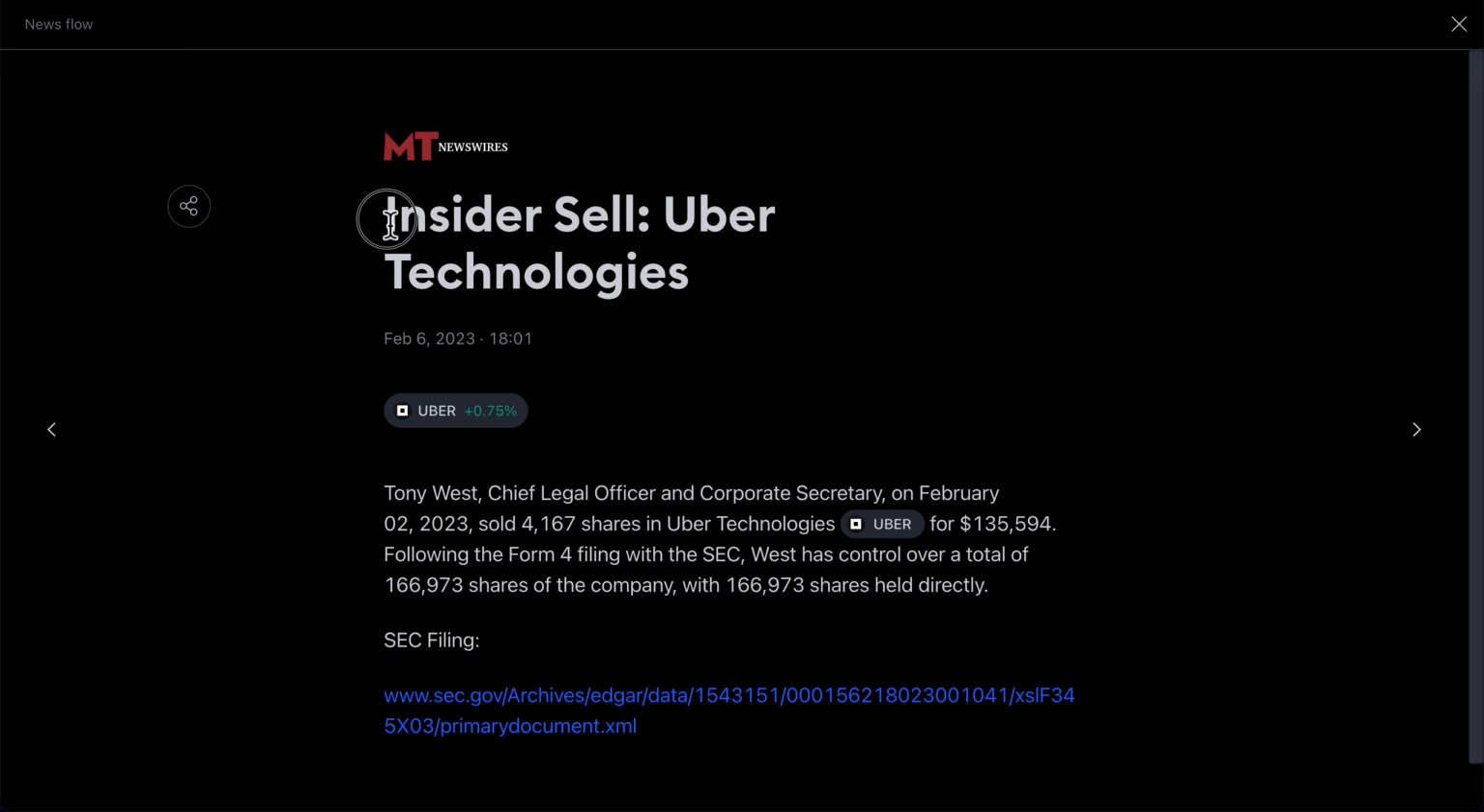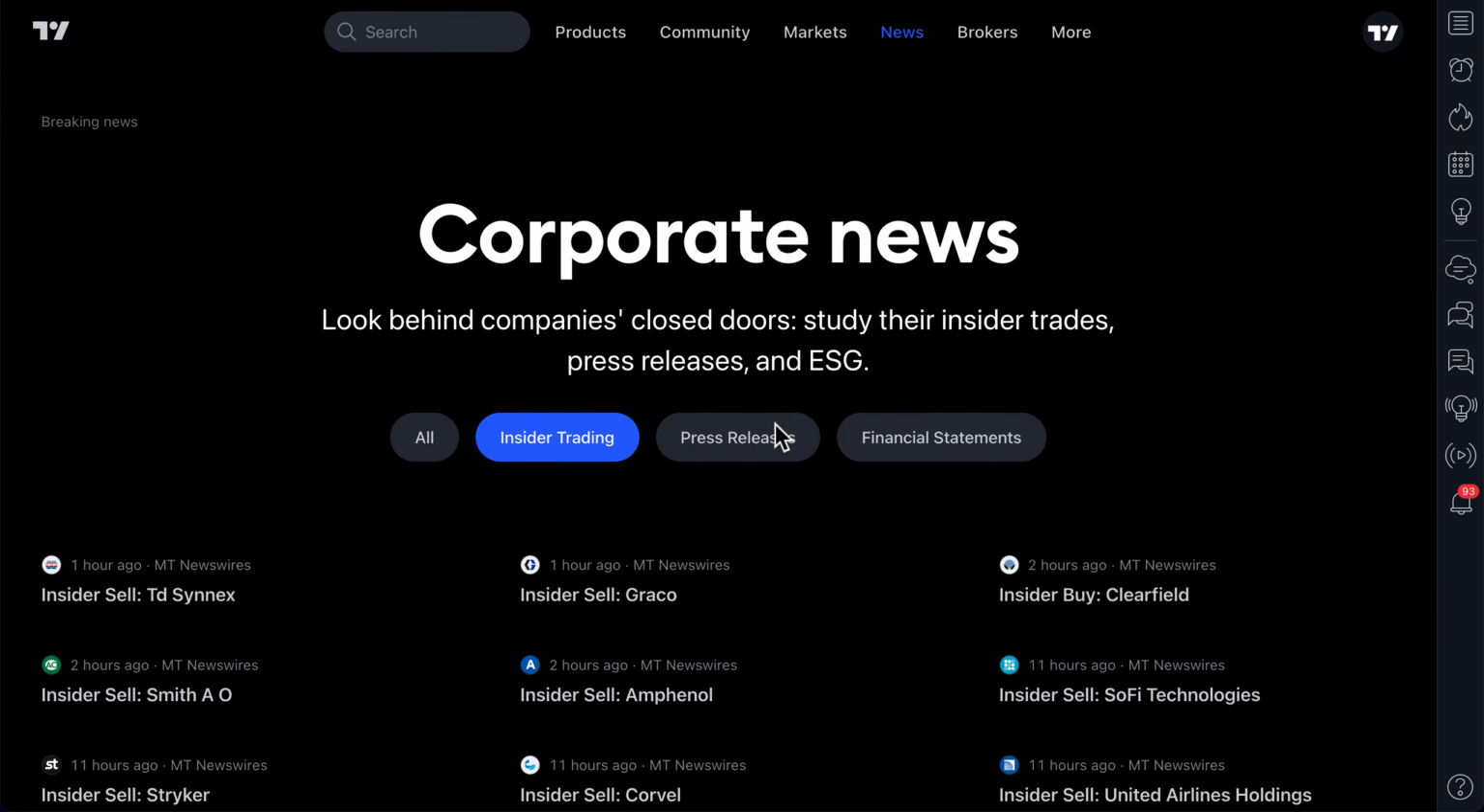In this example, insider sell, here's Uber. Tony West, the chief legal officer, sold 4,100 shares of Uber for $135,000. And this particular employee still owns 166,973 shares, with a link to the SEC article. So you can see how helpful this is, because now you know who's buying and who's selling.